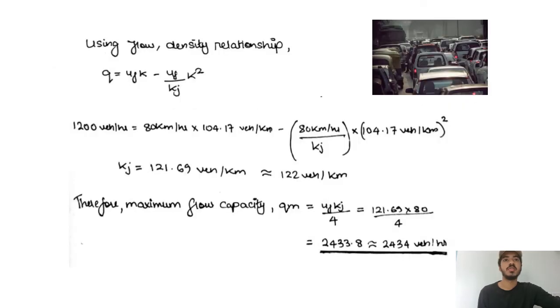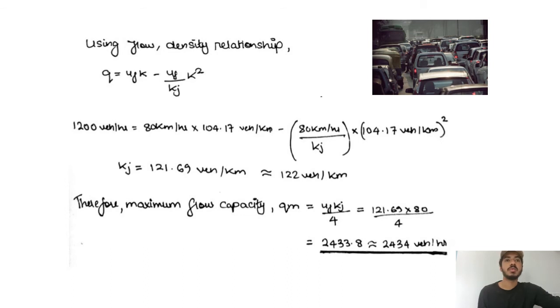Now, using the flow density relationship and the equation, Q is equal to UF K minus UF by Kj into K squared, we can substitute all the values that are given plus the density we have just found out. So basically Q is 1200 vehicles per hour, UF, the maximum free flow speed, is 80 km per hour, and K, which is calculated just now, is 104.17 vehicles per kilometer. So substituting this, we found that Kj, which is the jam density of the road, is 121.69 vehicles per kilometer, which we can approximate to 122 vehicles per kilometer.